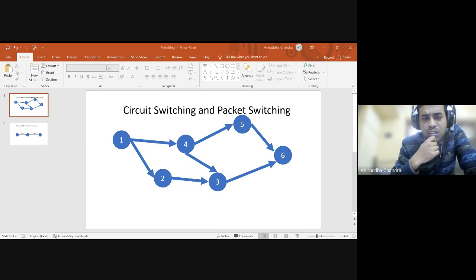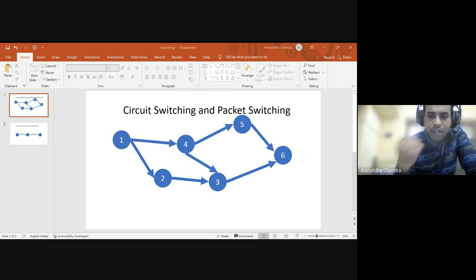Suppose there is node number 3, and node number 3 is getting information from node number 2 and node number 4, and it has to transmit some information to node number 6. Now, in the earlier situation, if node number 3 was taking some information from node number 4, it will deny any connection from node number 2.